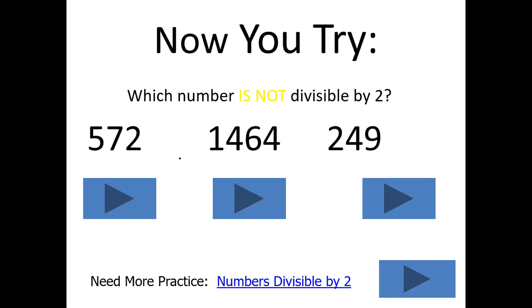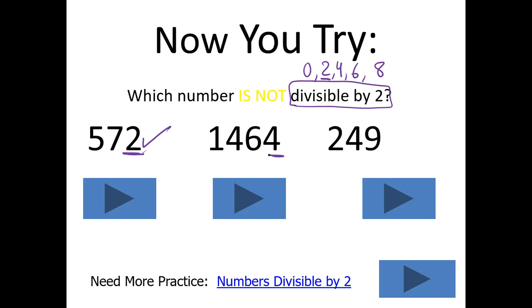Now let's try which number is not divisible by 2. I mean, the ones digit. When I say divisible by 2, let's write up the rule. A number is divisible by 2 if the ones digit is 0, 2, 4, 6, or 8. Let's look at the ones digit. What is the ones digit here? 2. So yes, it's divisible by 2.